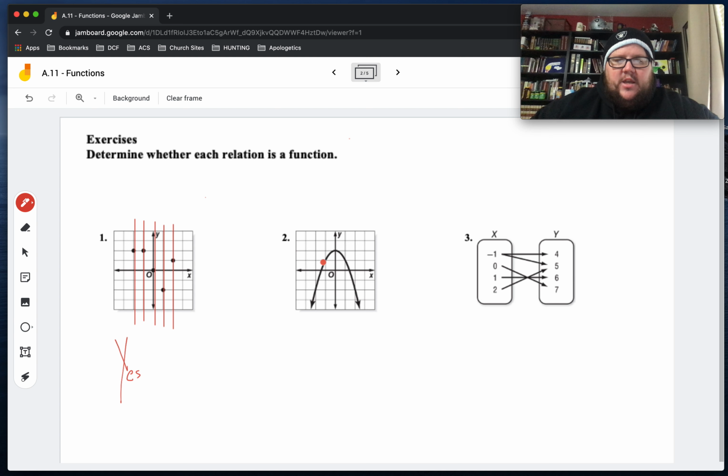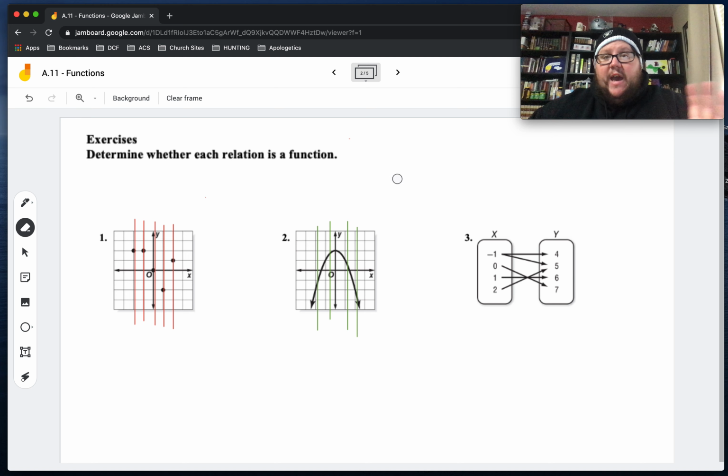If you're looking here, I have multiple points, right, on this line. But if I draw my lines, that's only going through 1 point. That's only going through 1 point. That's going to go through 1 and 1. So this is another yes. That's a function. And I'm not going to type that for you guys. I'm going to let you guys do that in your work. So if you're paying attention, you have your work done.